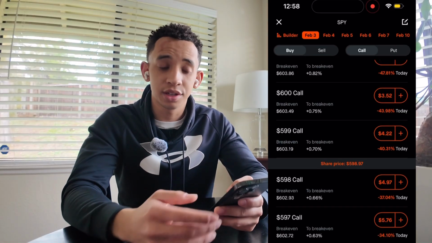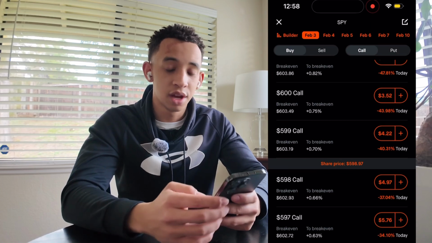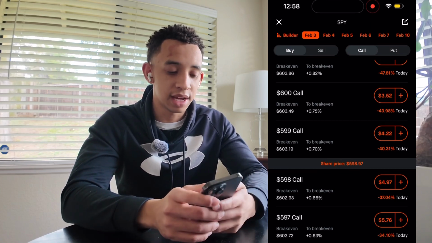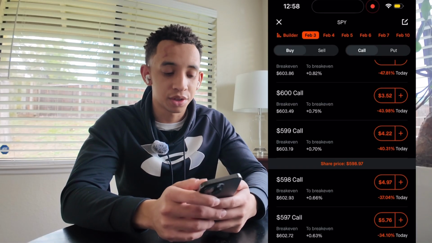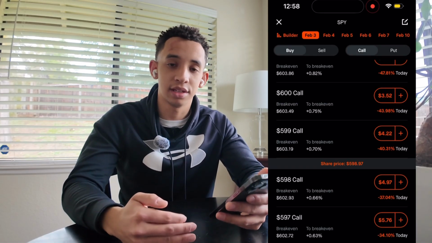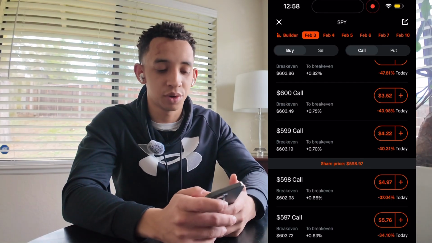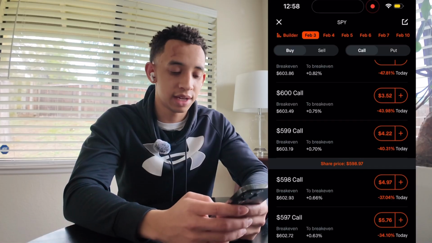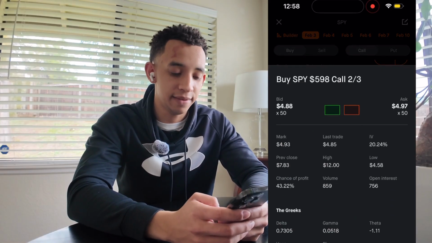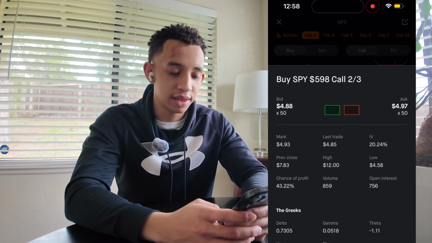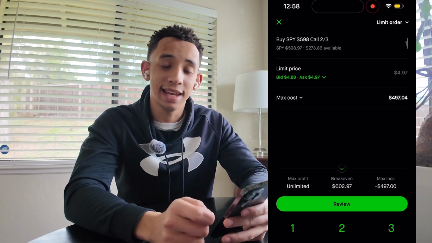If you think that the stock is going to go up, then what you want to do is click on the strike price. The strike price is the number that says 600 call or 599 call. So that's the price that you think this stock is going to go up to or below. Okay, so in this case, we're doing a call option. So let's say I think that this stock is going to be at 598. Okay, so we can buy this option, and basically the cost of it is $4.88.